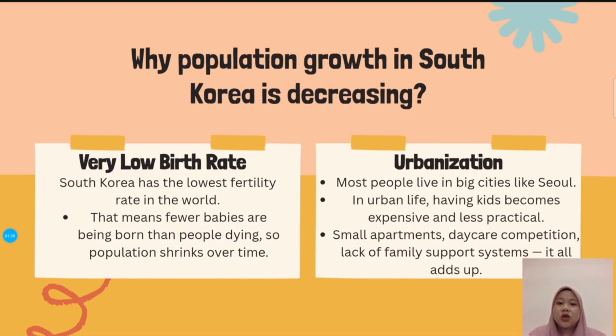South Korea has the lowest fertility rate in the world. That means fewer babies are being born than people dying, so population shrinks over time. Secondly, urbanization. Most people live in big cities like Seoul. In urban life, having kids becomes expensive and less practical. Small apartments, daycare competition, lack of family support system, it all adds up.